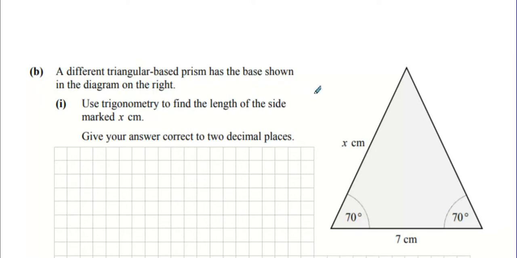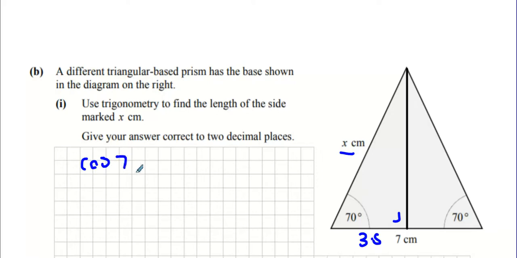A different triangular prism has the base shown. Use trigonometry to find the length of the side marked X. Well, it's an isosceles triangle. Because it's an isosceles triangle, I can drop a line straight down and cut that one in half. So I can cut this into a right angle triangle where this is 3.5. This is the hypotenuse of the triangle on the left. And I know the adjacent, so I can use cos.